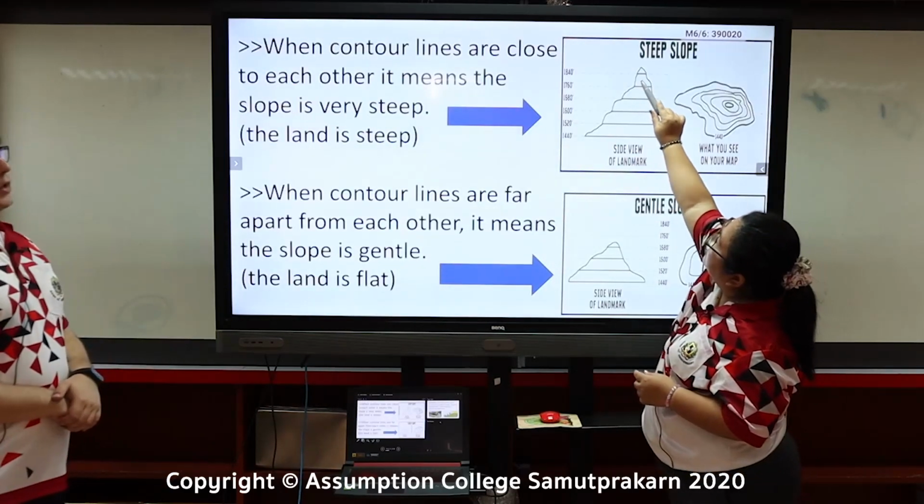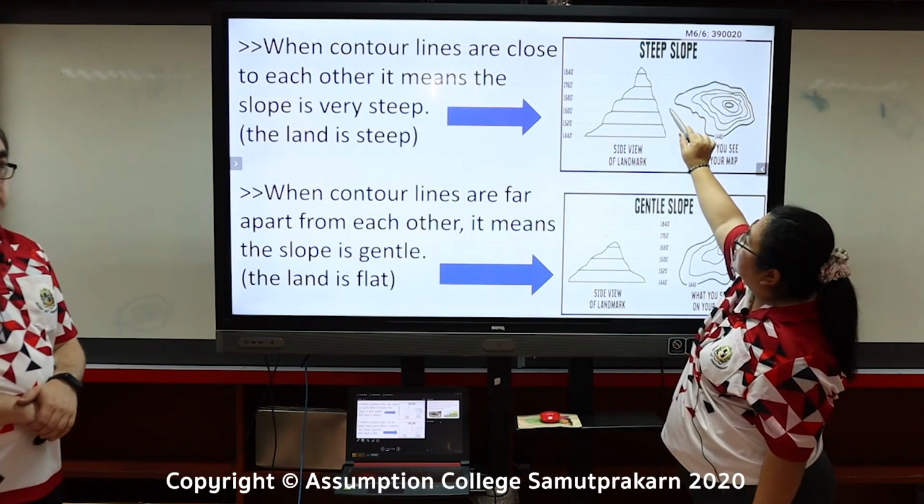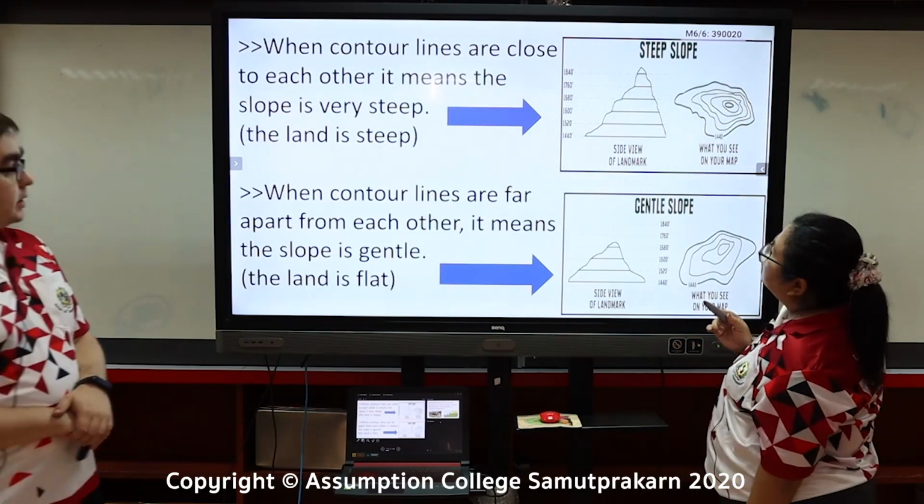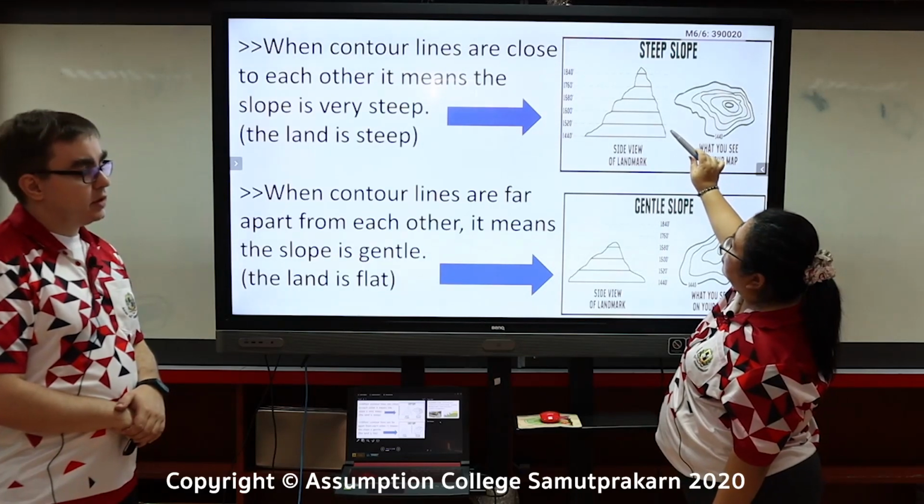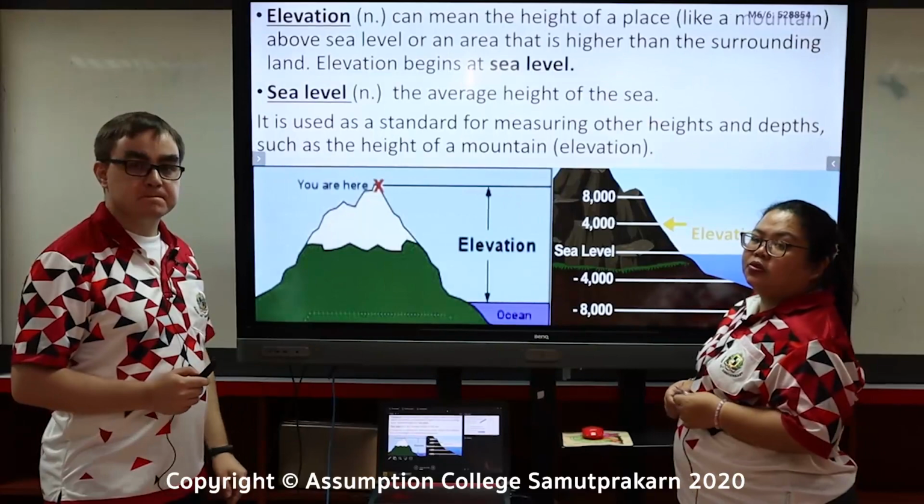Now, let's look at contour lines. When contour lines are close to each other, that means the slope is... stop. 1, 2, 3, stop.